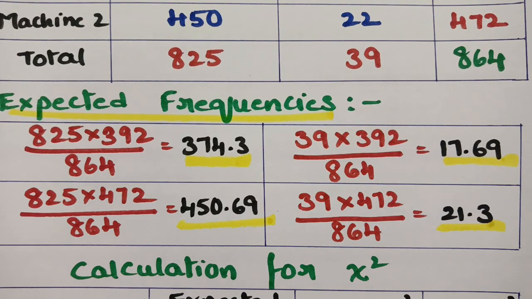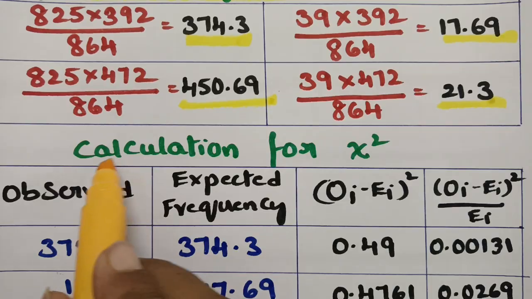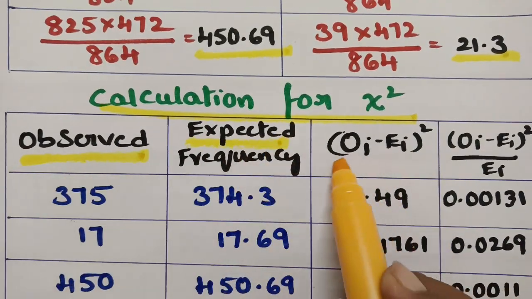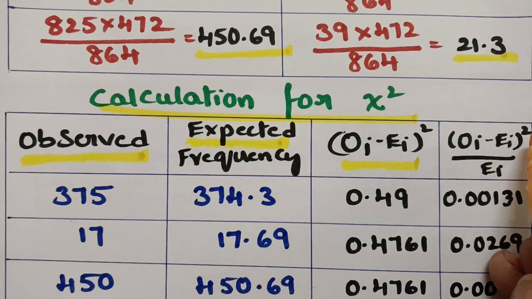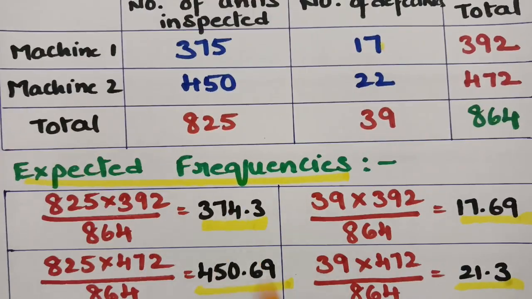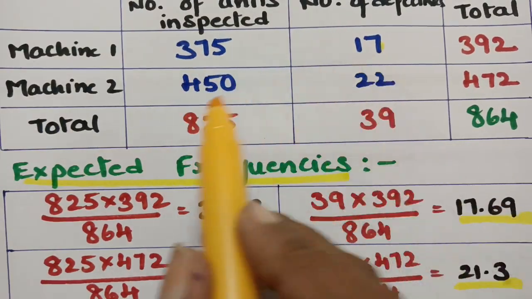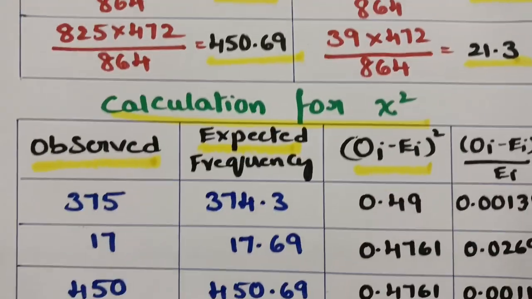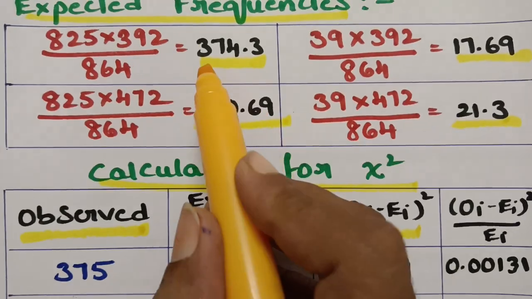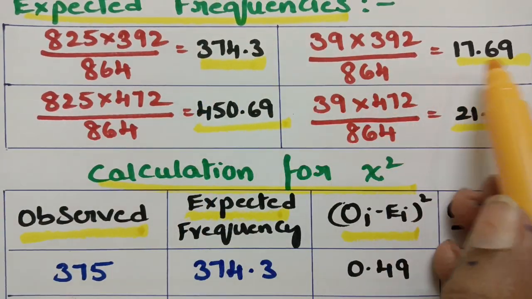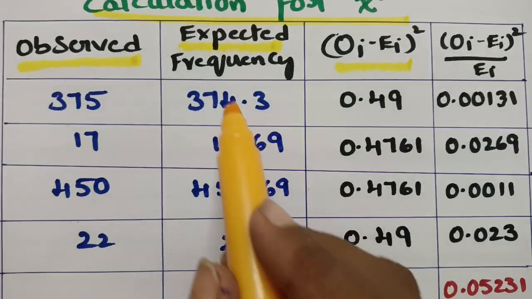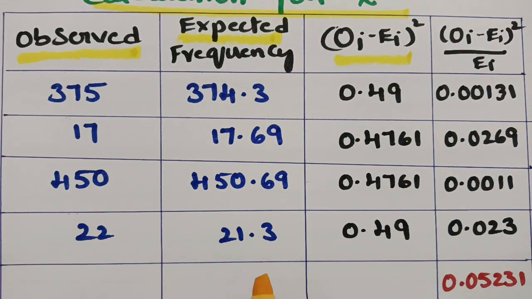So these are all the expected frequencies. And now for calculating the chi-square value, here is the table: the observed values, expected values, OI minus EI whole square, OI minus EI whole square by EI. So these are all the four values from the data given, that is 375, 17, 450, 22. These are the observed values, and the expected values we have just calculated, that is 374.3, 17.69, 450.69 and 21.3. These are the values we have to place in the second column.